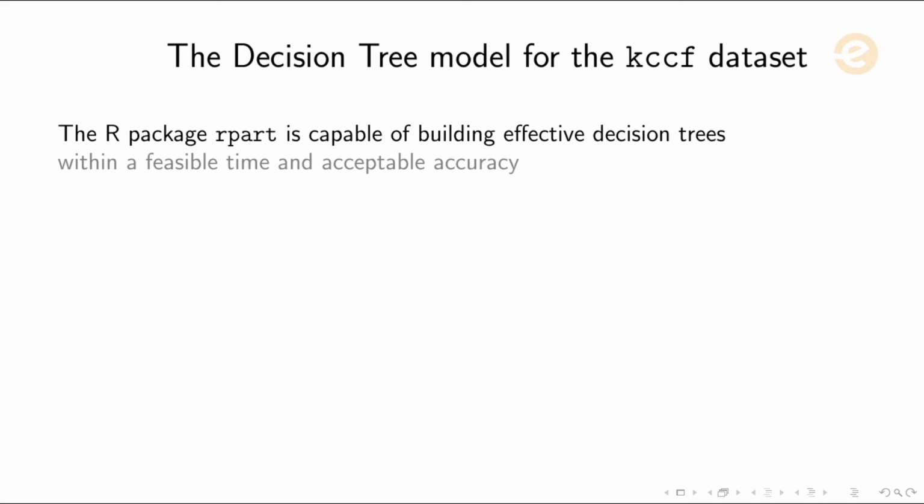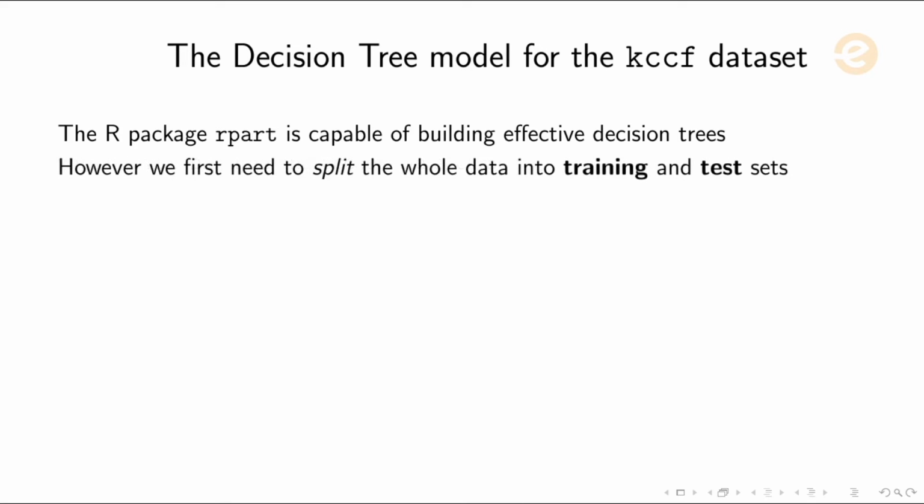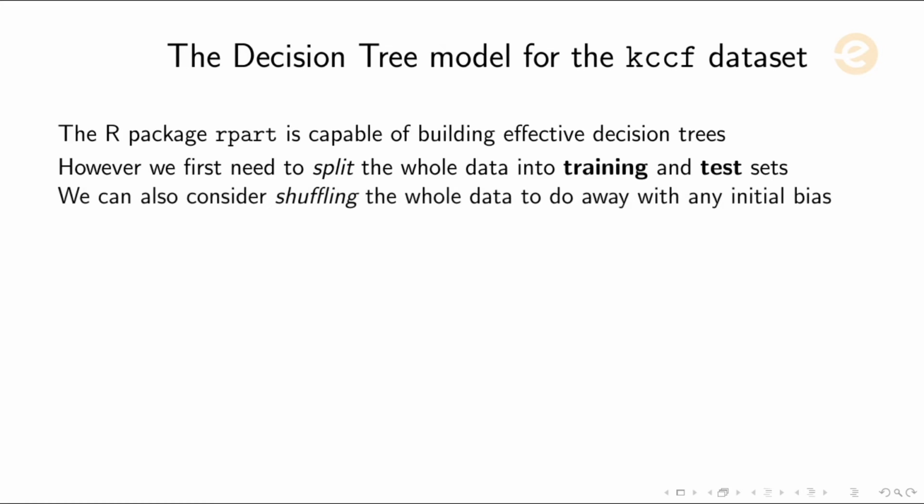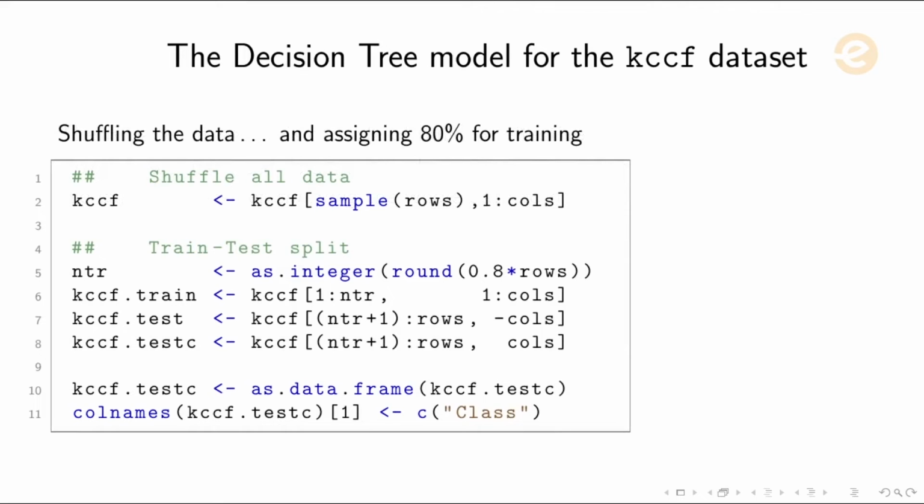But before doing that, we'll do a training and test split of the data set, where we'll use the training set to build the model and the test set to find how good our model is. And if we want to do away with bias, we can also do a small shuffling, so that if the data are arranged in a particular manner, it will be unbiased after the shuffling is done. Well, this is the code snippet for the shuffling and the training split.